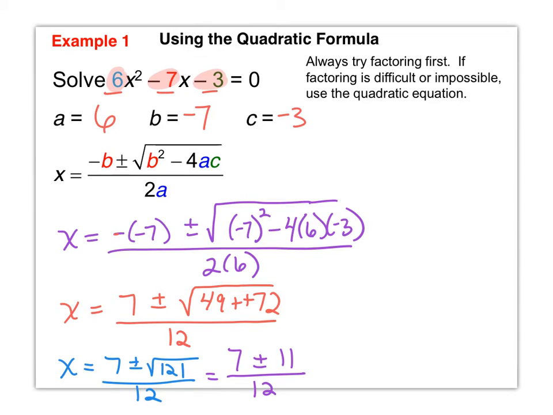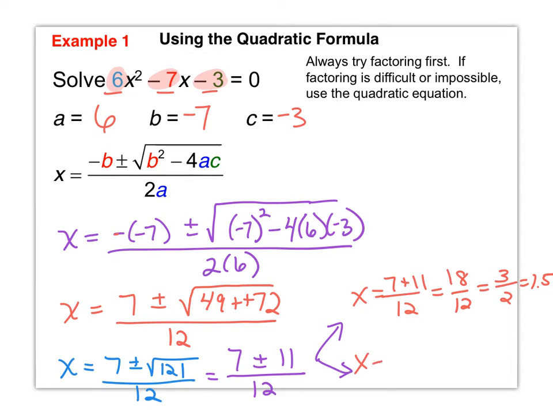Now we can break this up into two problems, one with a plus, one with a minus, to get our two answers. X equals 7 plus 11, all divided by 12, which is 18 over 12, which can be reduced to 3/2, or even as a decimal 1.5. When you use the minus sign, we get x equals 7 minus 11 divided by 12, which is negative 4 over 12, which is simplified to negative 1/3. So here we have our two solutions to the quadratic equation by applying the quadratic formula.